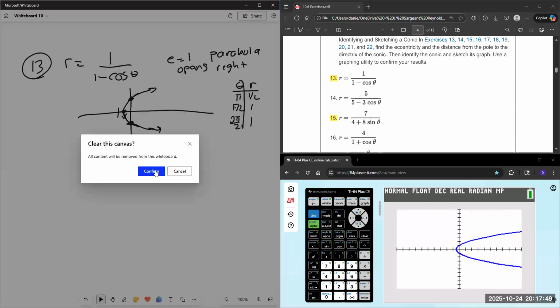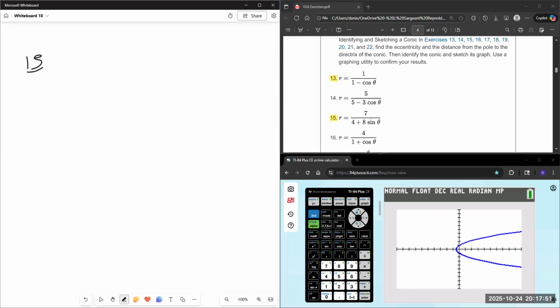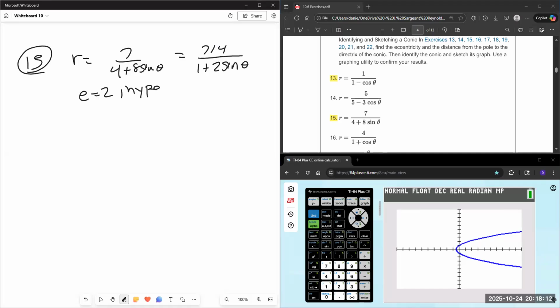Let's go ahead and look at number 15. r is equal to 7 over 4 plus 8 sine of theta. So I want to make this 7/4 over 1 plus 2 sine of theta. My eccentricity is 2, which gives me a hyperbola. And the action is going on in the vertical direction here. I have a transverse axis along the y-axis.